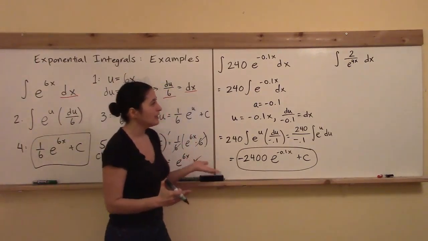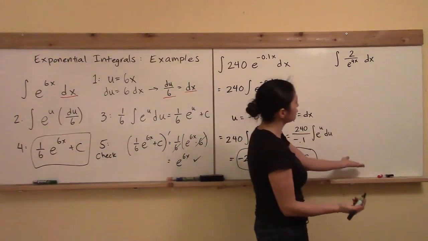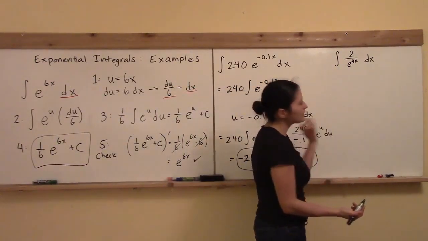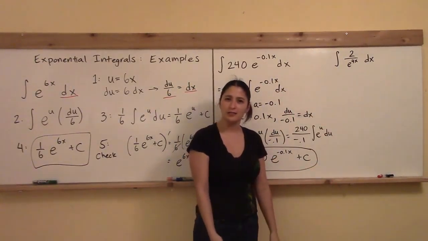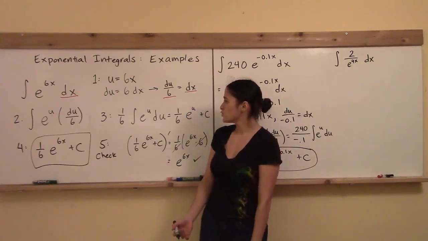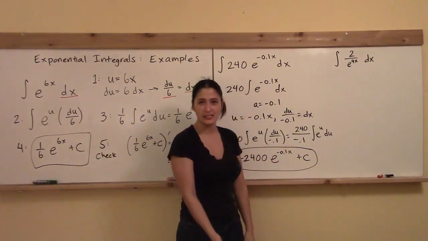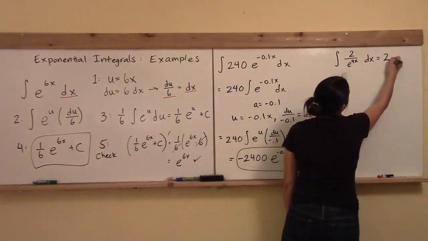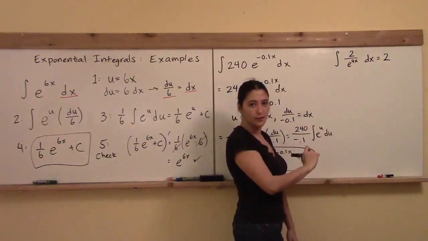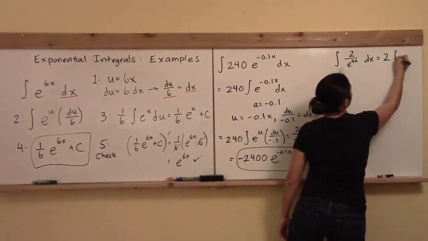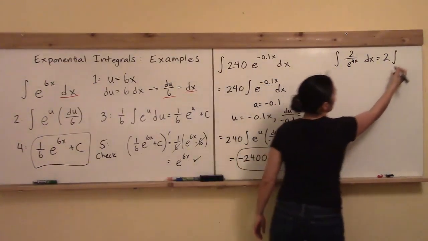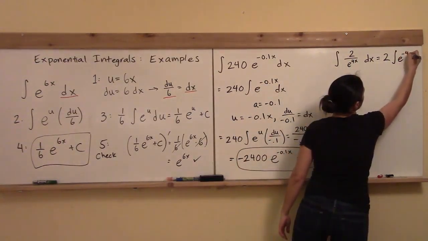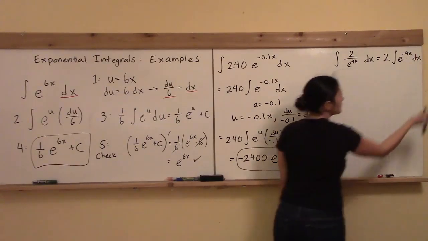I hope so. This last one here we can do just like the others, except the others didn't have fractions in them, right? So I would rather not see this as a fraction. What I would prefer to do is, first of all, that 2 doesn't need to be there. We'll pull that 2 out. And second of all, 1 over e to the 4x is actually e to the minus 4x dx.